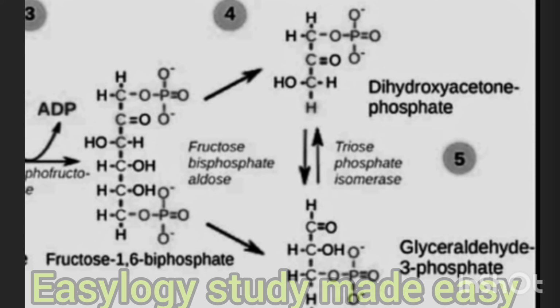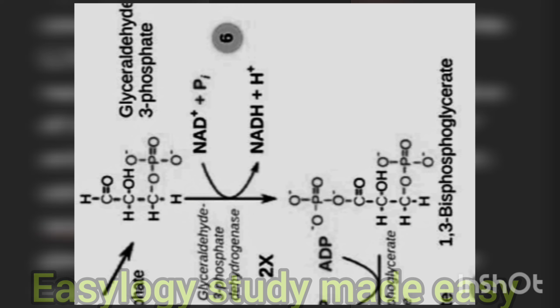Step 6. The 2 molecules of glyceraldehyde 3-phosphate are oxidized. The enzyme glyceraldehyde 3-phosphate dehydrogenase catalyzes the conversion of glyceraldehyde 3-phosphate into 1,3-bisphosphoglycerate, 1,3-BPG. The reaction occurs in 2 steps. First, the oxidation of the aldehyde to a carboxylic acid by NAD+, and second, the phosphorylation of the carboxylic acid by inorganic phosphate, not by ATP.